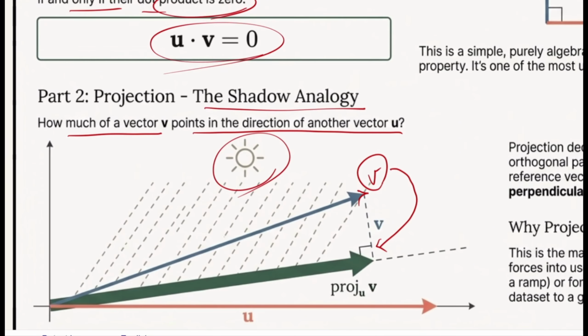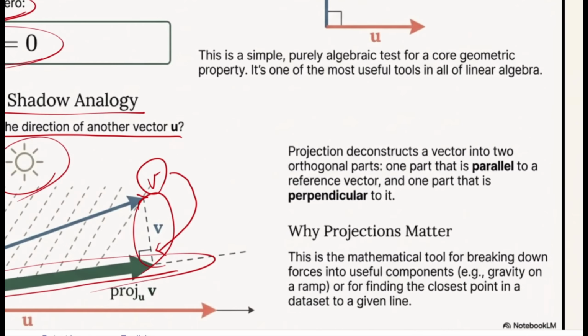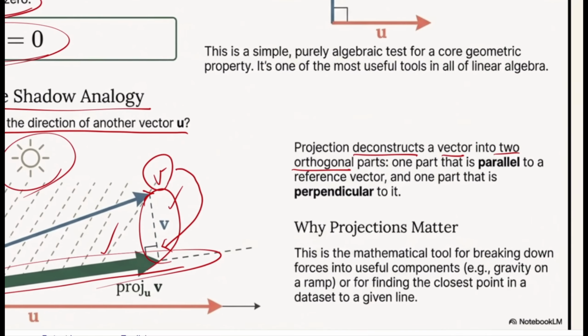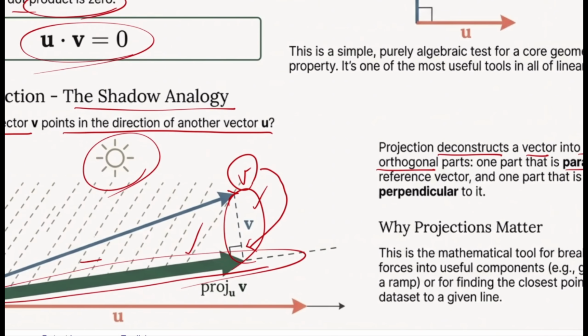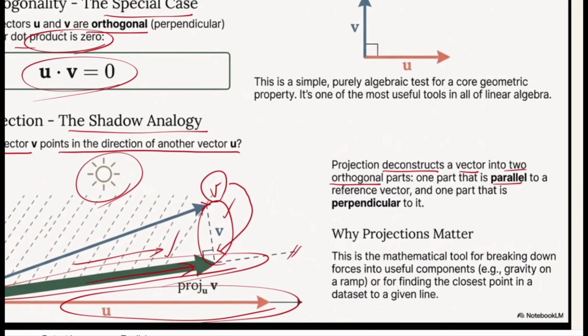As you can see, it has two parts. One big part like this, and another part which is perpendicular to this one. So projection deconstructs a vector into two orthogonal parts. One part is going to be parallel to a reference. If I assume that u is my reference itself, this part is going to be parallel with it. Right now it doesn't show that much, but the other part is going to be perpendicular to that.